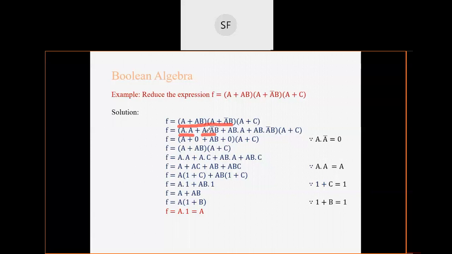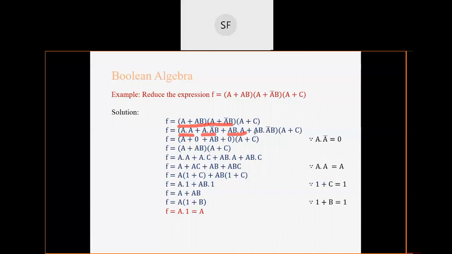So wherever you see complements together, that term becomes 0. The next is ab dot a. Here you can observe again two a's are there. So a multiplied by a is nothing but a, so one a is removed. Now this ab dot a becomes ab only.